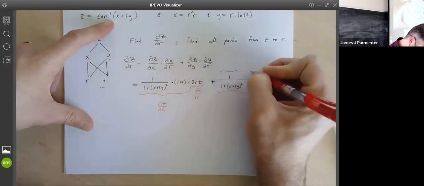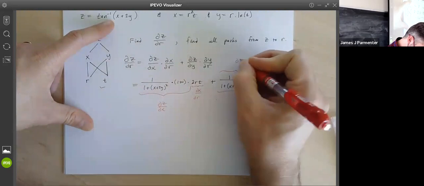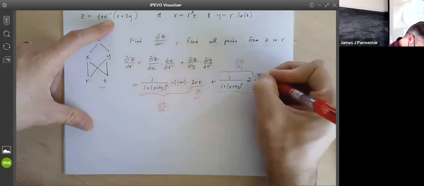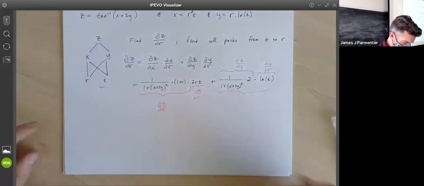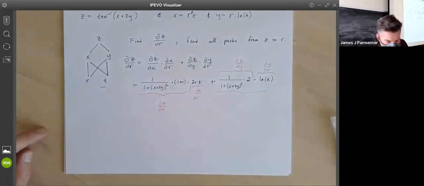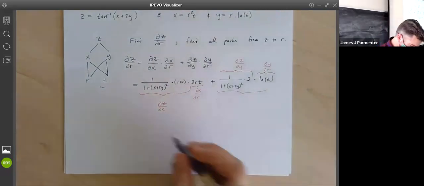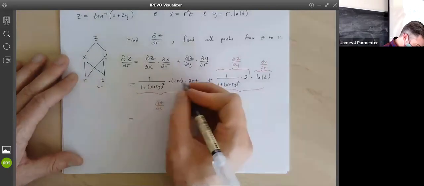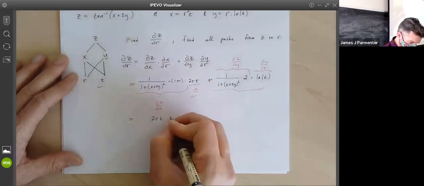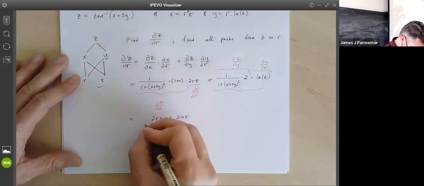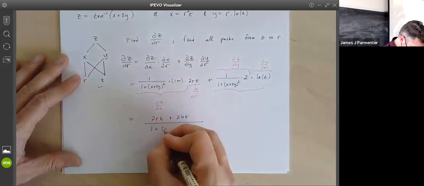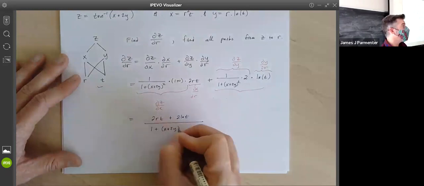That part there is your del z del y. That part there is your del y del r. We could simplify this, I don't. You could write this all as one big fraction if you really wanted to, like 2rt plus 2 natural log of t all over 1 plus x plus 2y squared.